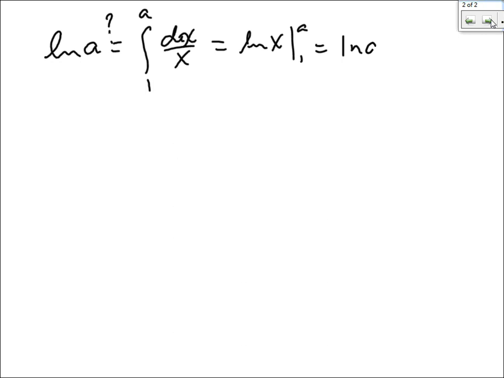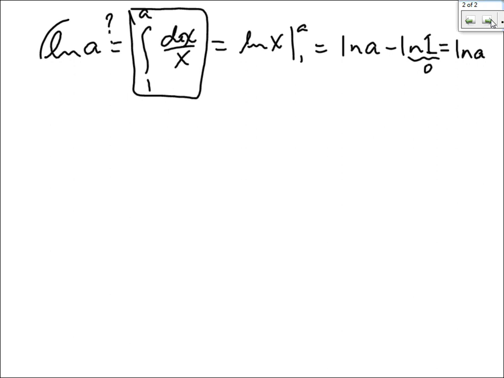ln of A is equal to the integral of dx over x from 1 to a. Or is it? Let's just prove it. The integral of dx over x is ln of x from 1 to a. I'm going to assume that all the arguments are positive. So we get ln of a minus ln of 1, and ln of the number 1 is 0. ln of a minus 0 is ln of a. So yes, this is the definition of ln of a.